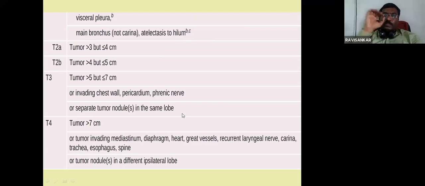When the recurrent nerve is involved, it is T4. Okay. Just remember this T4. Then any other thing you can manage.